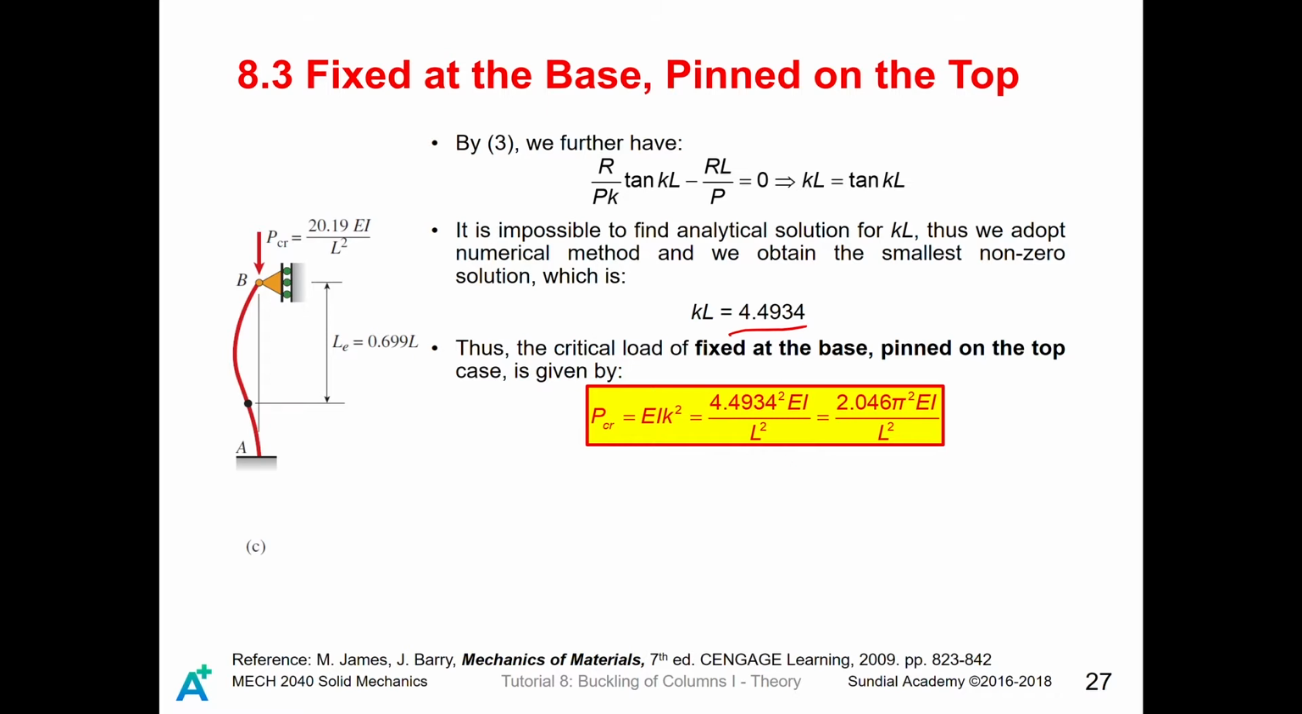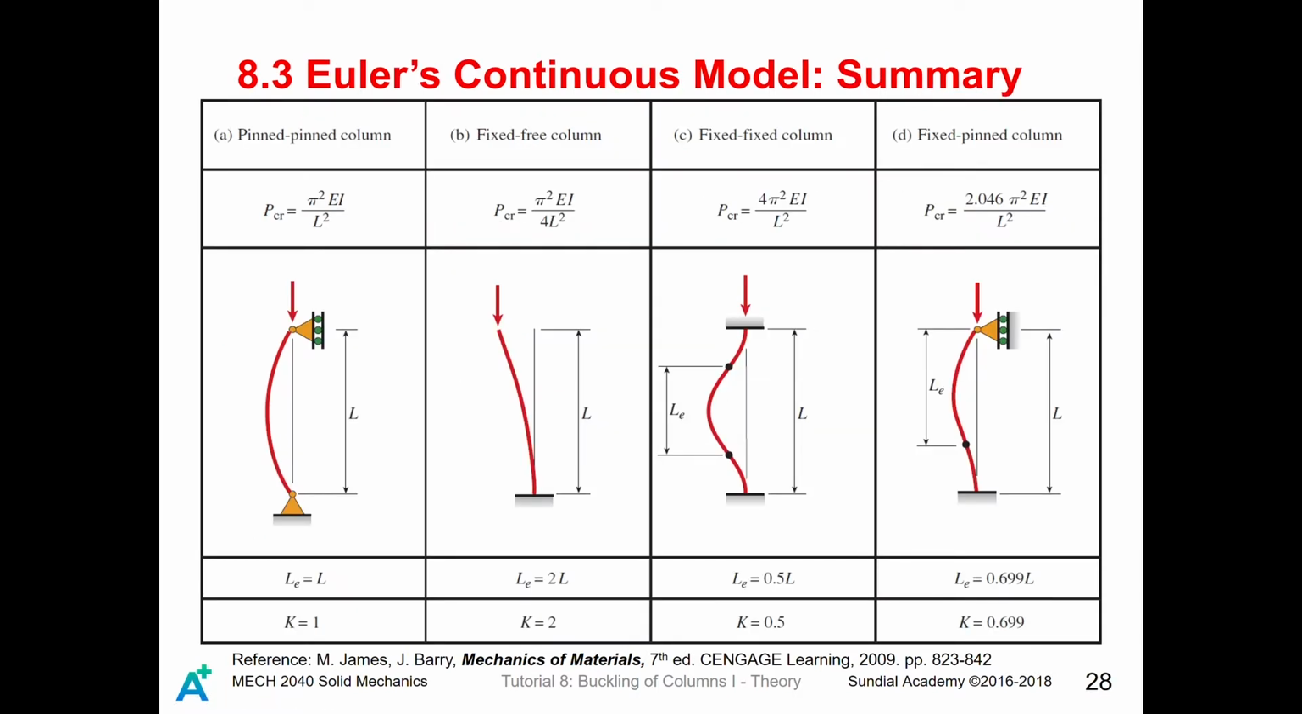So this is why the fixed at the base pin on the top case stands out to be one of the most unique cases in our column deflection Euler continuous model equations. This one is very special because it is impossible to solve this condition KL equals tangent KL analytically. Okay.